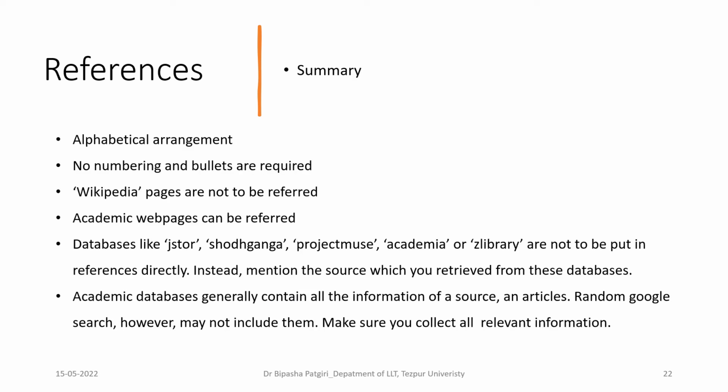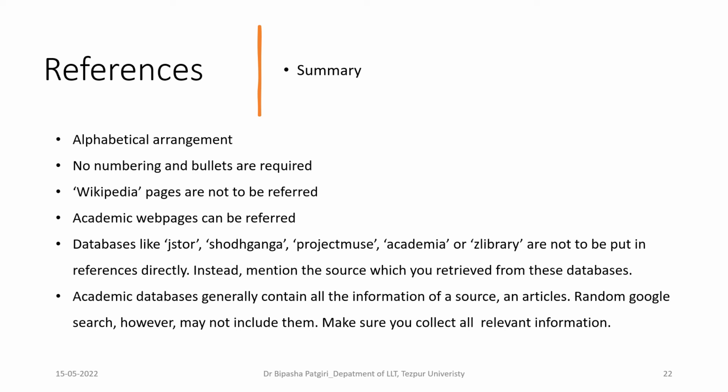Now, to summarize what a reference is: references should be arranged in an alphabetical manner, and you should not use any numbering or bullet points. They are not bulleted. They never should be bulleted. For science and engineering domains, there are practices of numbering the references, but for humanities and social sciences, we never number or bullet them.